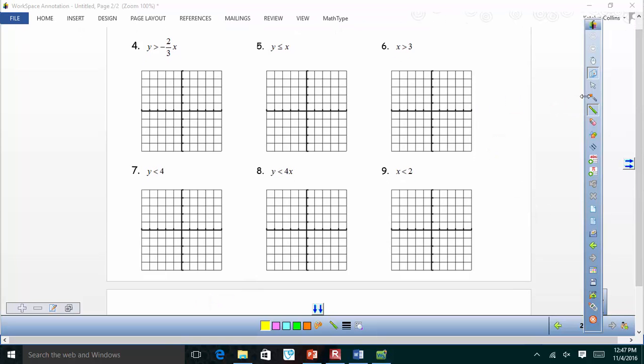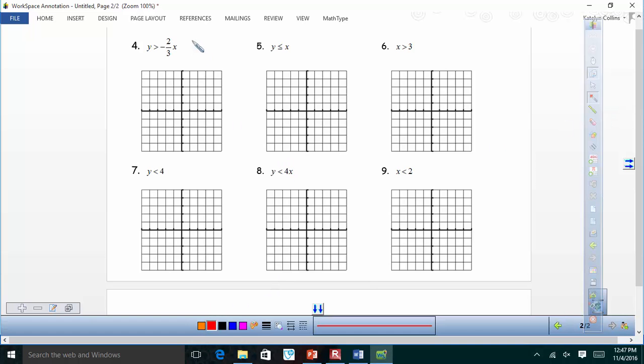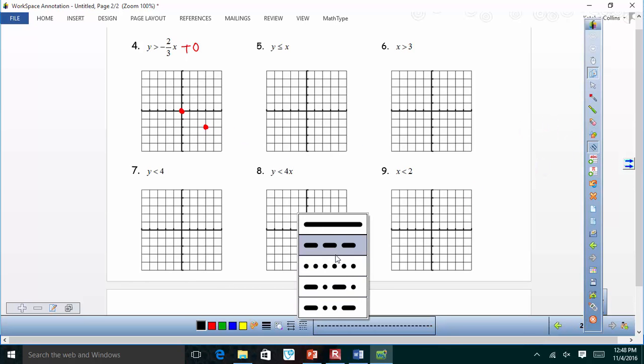So in number 4, JJ, what is my y-intercept there? 0. So that means I'm going to put a point here. From here, Chris, where would I go? Down 2, to the right 3, very good. Will, would my line be dotted or solid? It would be dotted.